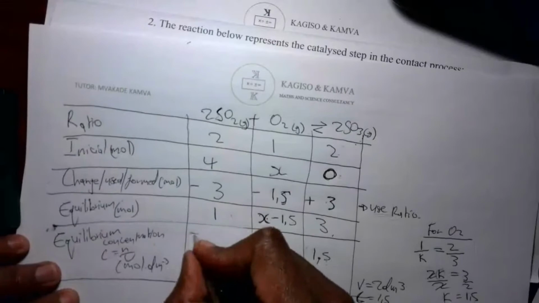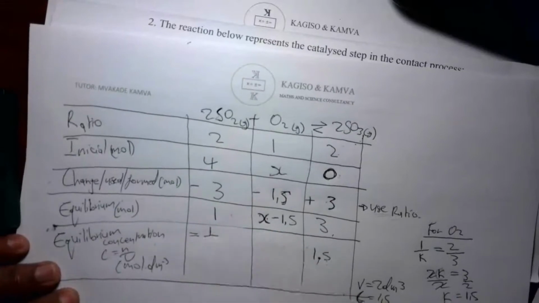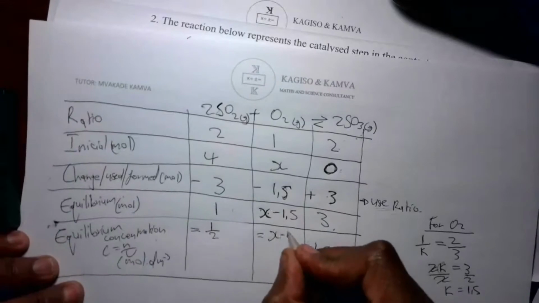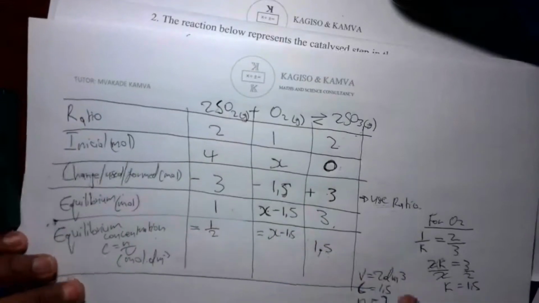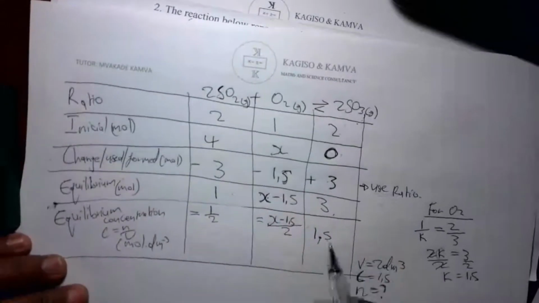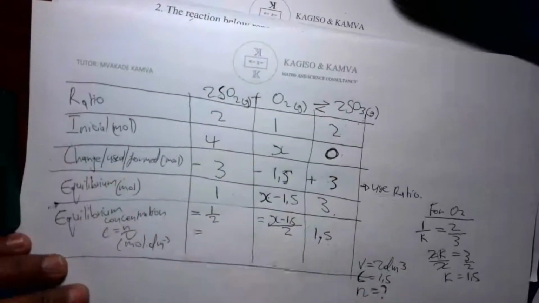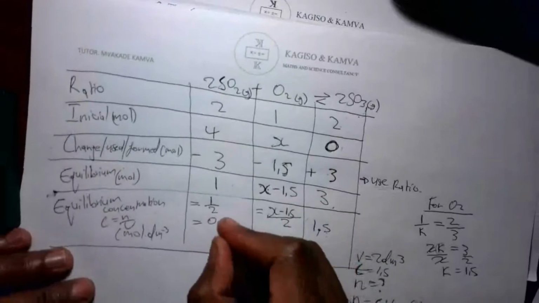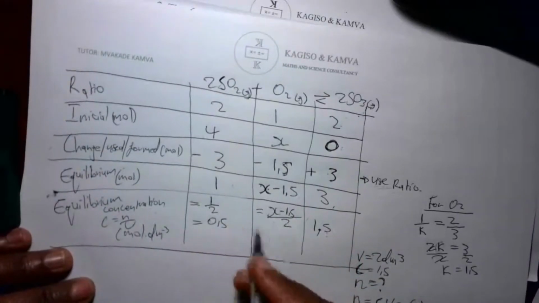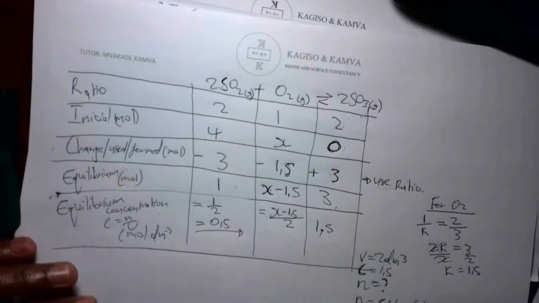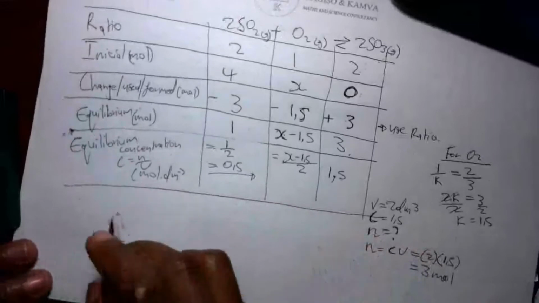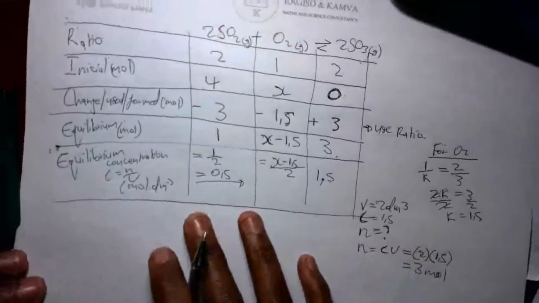So this is going to be equal to 1 over the volume, which is what? It's 2. So here we're going to have x minus 1,5. Okay, so divide by what? Divide by 2. Here we already have the concentration. Okay, so this is going to be 0,5, and here it remains, you leave it like that. Okay, now we come to our Kc.